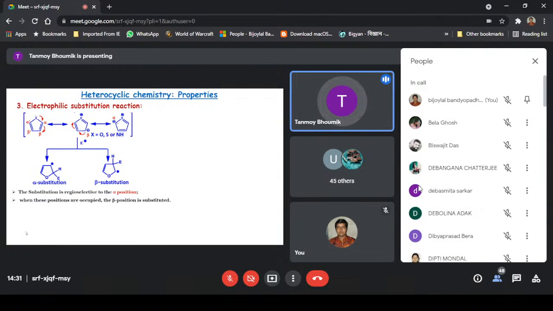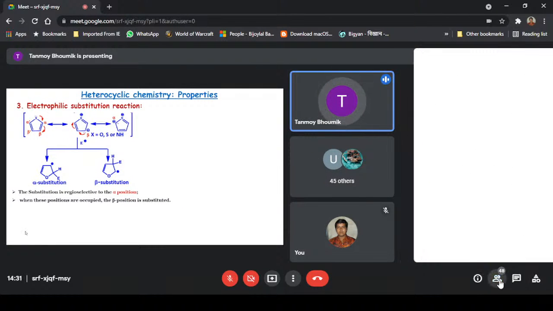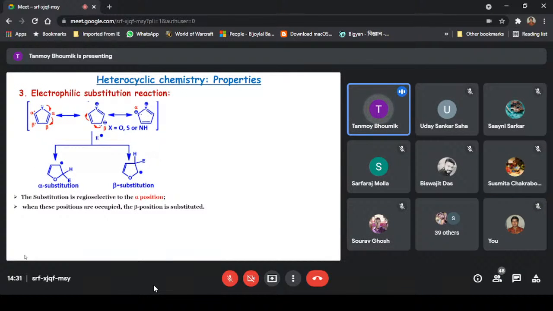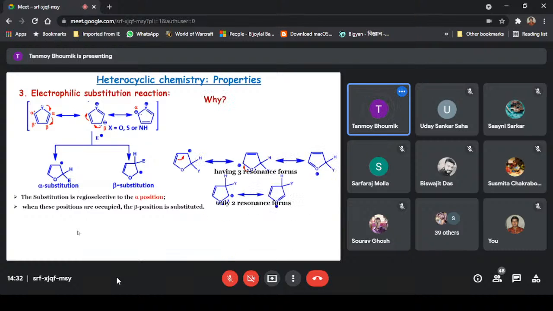There is also different alpha substitution. If the position is the 2 position with respect to the heteroatom, that is the alpha substitution, and whenever it is the 3 or 4 position with respect to oxygen, that is the beta position. When the alpha positions are occupied, then the beta position will be substituted. Whenever the alpha position is already occupied, the substitution will occur at the beta position.